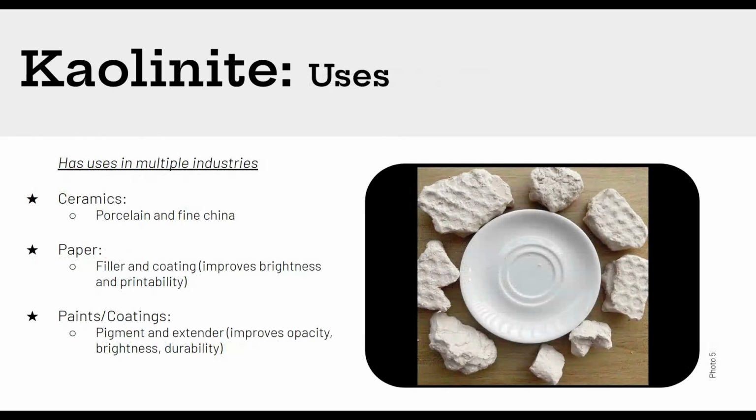So kaolinite has uses in multiple industries, such as ceramics, paper, and paint/coatings. In ceramics, it is used for porcelain and fine china. In paper, it is a filler and coating, which improves brightness and visibility. And in paint/coatings, it is used as pigment and extender, which improves opacity, brightness, and durability.